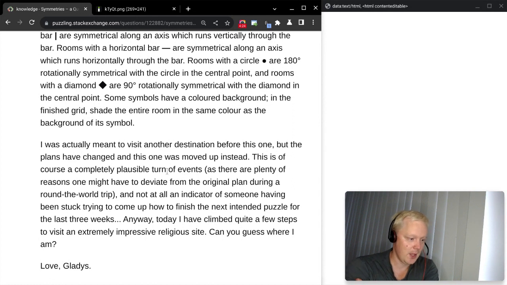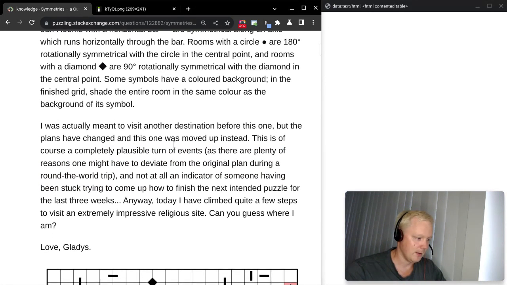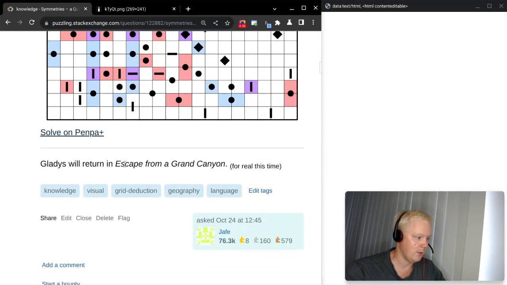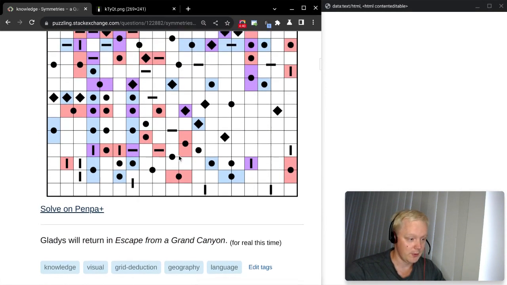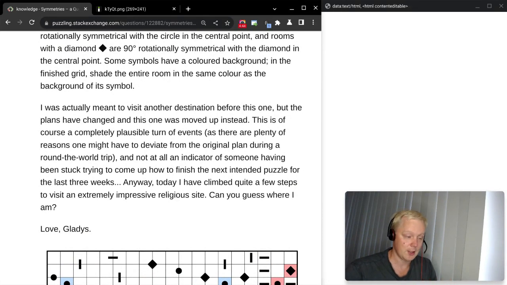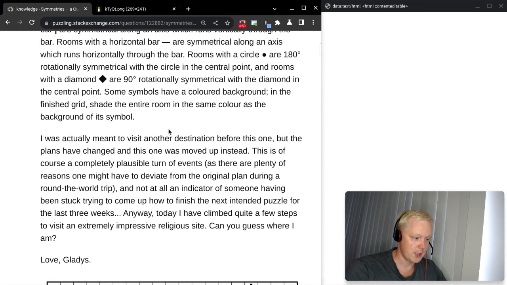Love Gladys. Okay. So complete fiction, of course, about someone being stuck creating the next puzzle. And if you scroll down, you might even see that there is no link to the next puzzle. So this is the last one so far released. So we have actually caught up with the released puzzles, and for the stated reason.